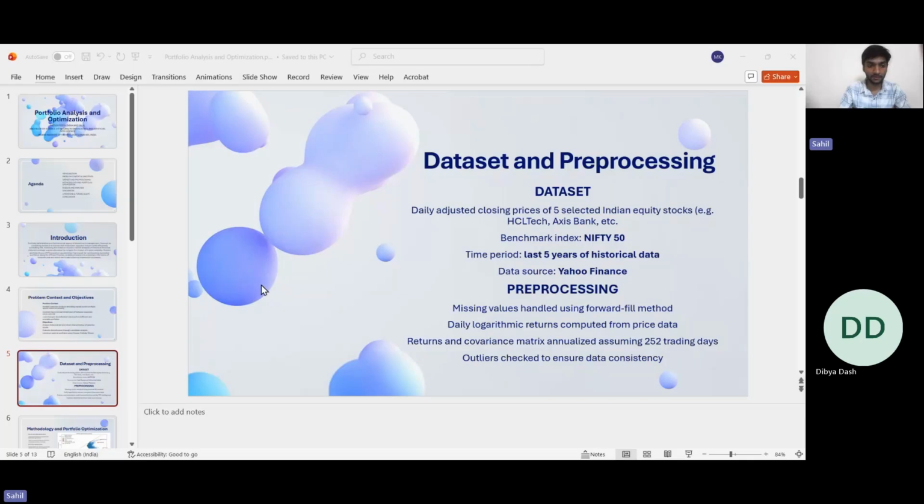Before analysis, we perform some pre-processing steps. First, we handle missing values by the forward fill method, and outliers are also detected, and then we calculated the daily logarithmic returns from the price data. And here we use log returns because they are easier to work with and give more consistent results over continuous data rather than simple returns. We then annualize the returns and covariance matrix and assume 252 trading days in a year.